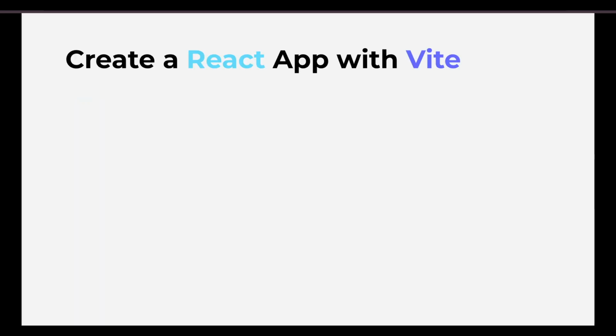So, how to create a React application with Vite? Creating a React application with Vite is super easy. Make sure you have Node.js and npm installed, and you need to run the following command: npm create vite@latest.